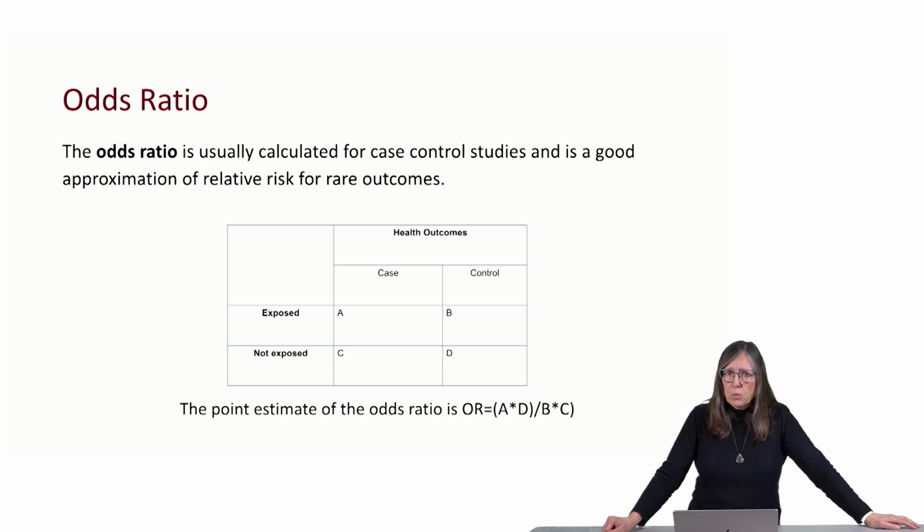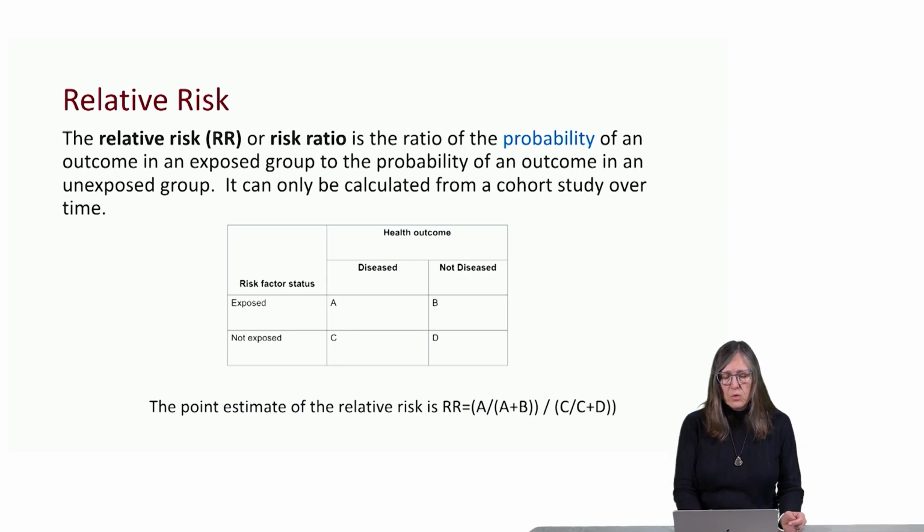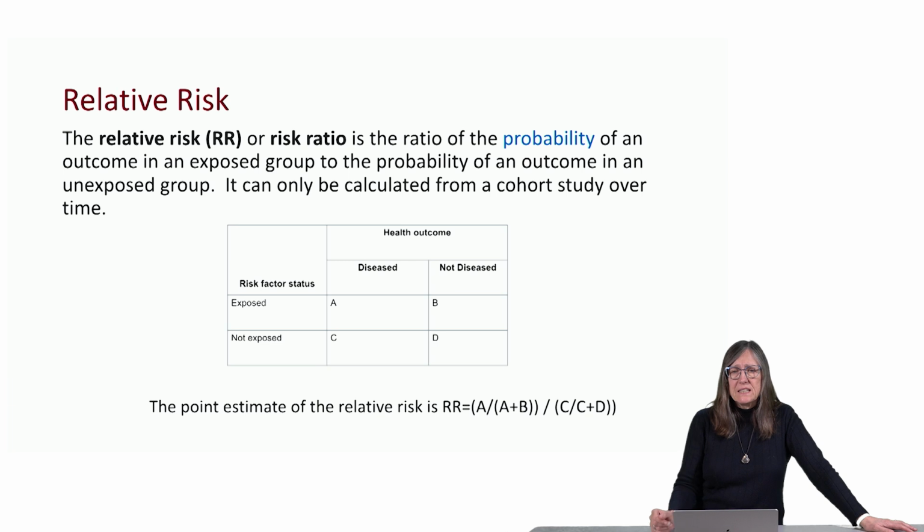And the reason that works is for rare outcomes. I'm going to pop back a slide and show you why that is. The rare outcomes are those cells in A and C. If you look at the point estimate for the relative risk, it's not really going to affect A and C because they sit by themselves. But in the denominator, the A plus B and the C plus D, the A pretty much goes away if it's a rare disease.